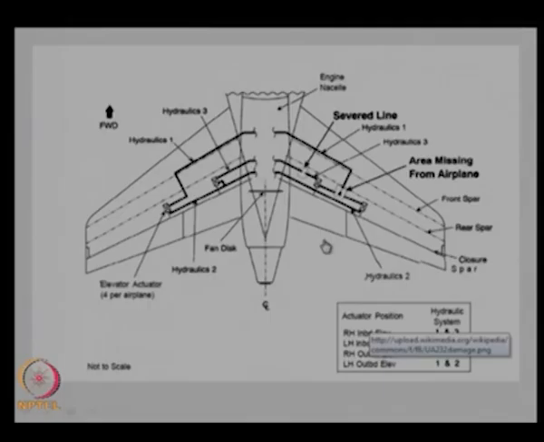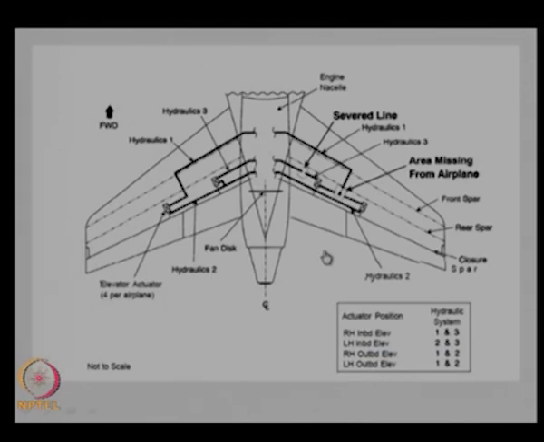This is the hydraulics diagram which shows that at this point the part was missing, because this was the point where the hydraulic supply to the control planes on this wing was provided, and since it was damaged at this single point, the system failed and it could not really control the plane. Control was made impossible because of that failure.